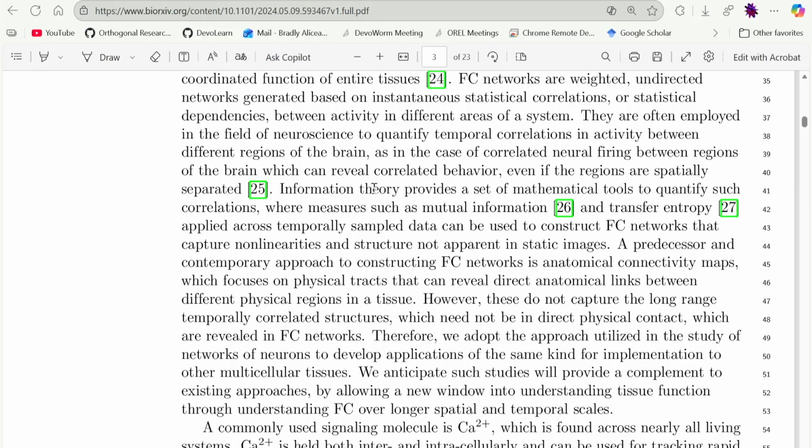Information theory then provides a set of tools to quantify these correlations, and you can use measures like mutual information and transfer entropy to construct these networks. So mutual information is where, if we take two of these nodes, we want to look at their information over time, or the information that they share in common over time.